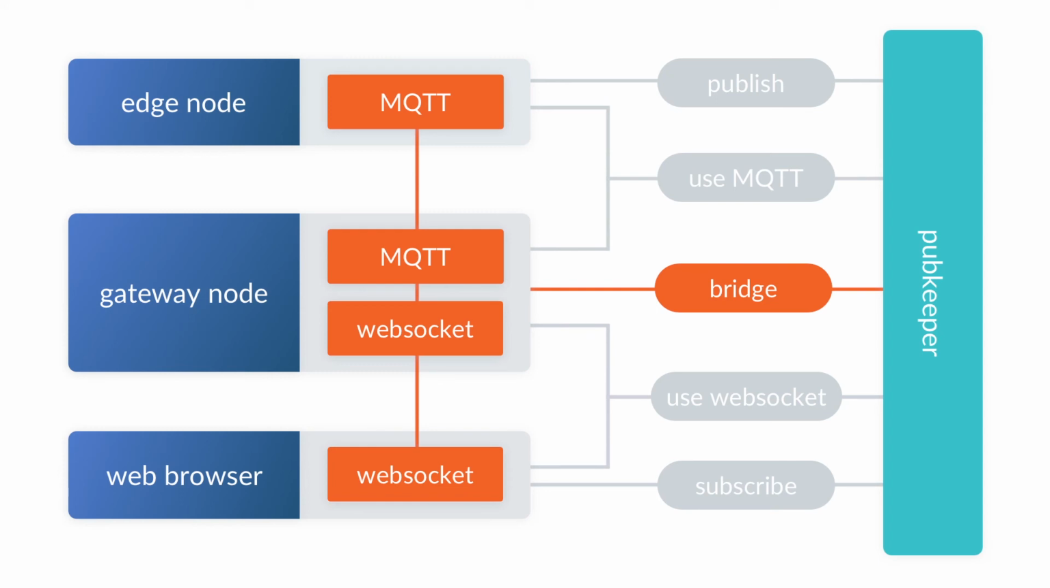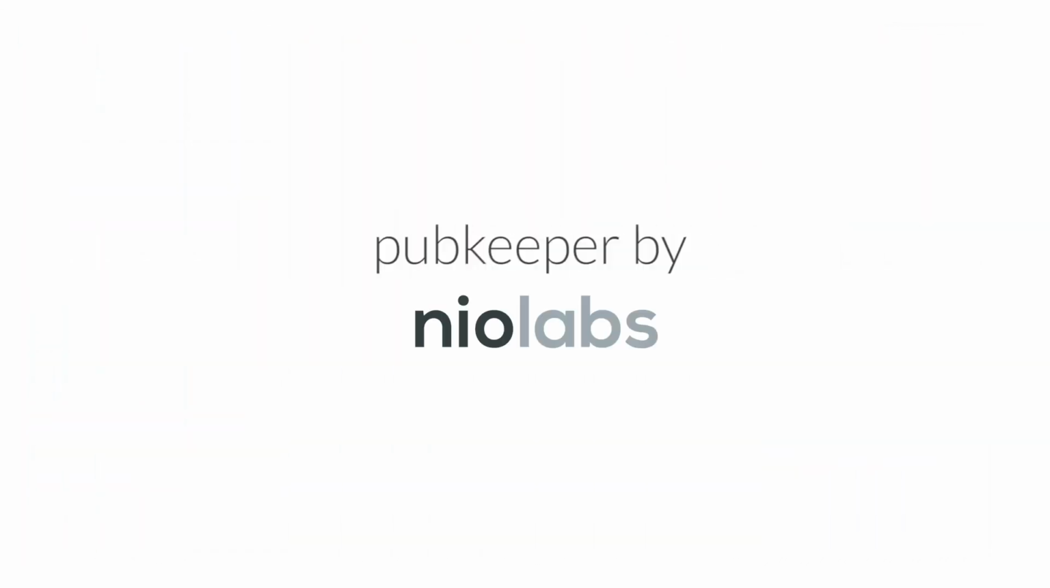Eventually, distributed systems become too complex for humans to reason about. Fortunately, we have Pubkeeper to keep track of all the different topics, protocols, and devices in the system for us.